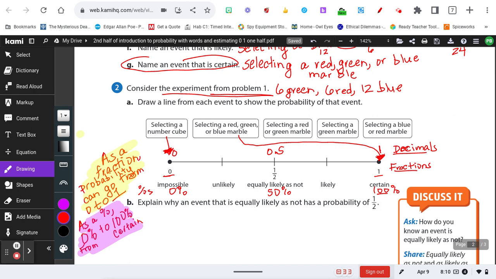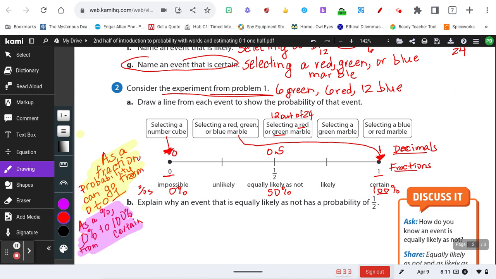All right. Selecting a red or green marble. Selecting a red or green, that's 16. No, it's actually 18. I'm doing red or green, I'm thinking about red or blue. Sorry, it's my fault. Selecting a red or green, that would be 12 out of 24.